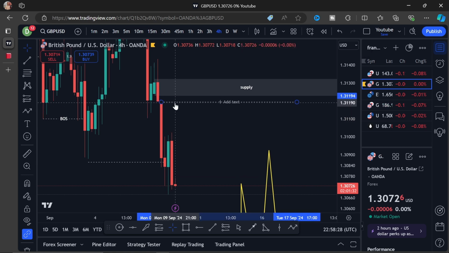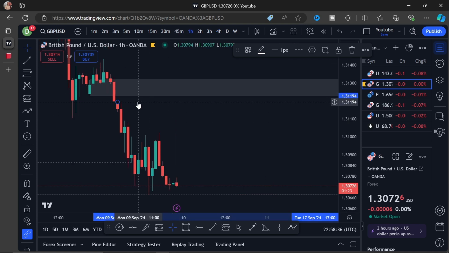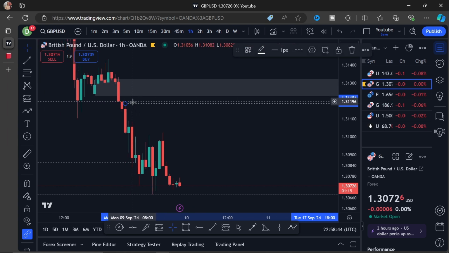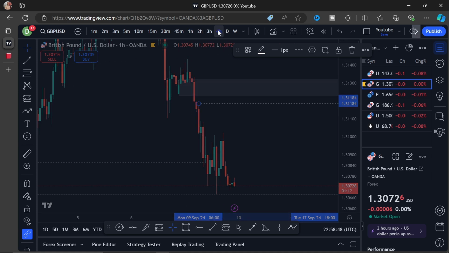The reason I'm using this particular one is that when you go down to the lower time frame, you're going to see that there were some mini buying powers within this area. So let me just go down to the 1 hour. Now you can see within this area here, we had some mini bullish attempts falling into the market. So for that reason, I'm just going to stick to the 4-hour time frame.